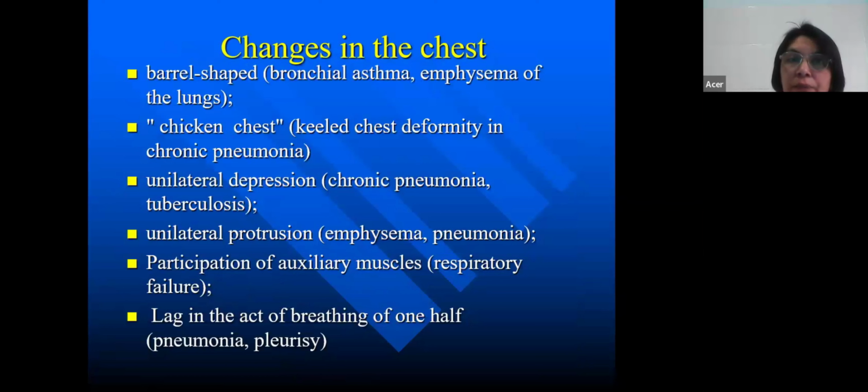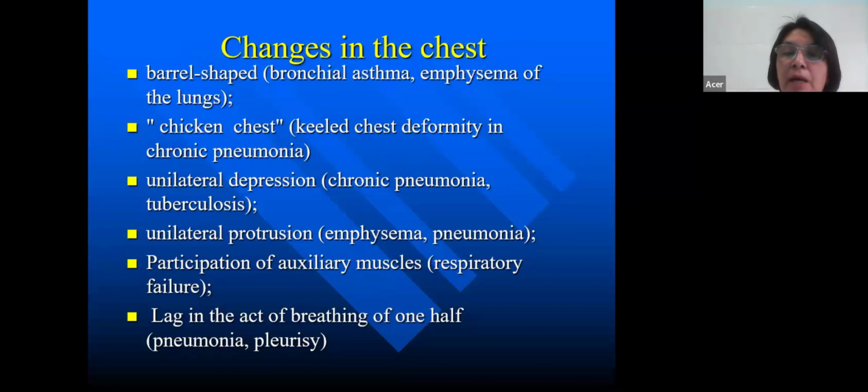Changes in the chest. Barrel-shaped chest, typical for bronchial asthma and emphysema of the lungs. Chicken chest, keel chest deformity, typical for patients with chronic pneumonia, but may be a keel chest deformity, a congenital chest deformity. Unilateral depression, typical for chronic pneumonia and tuberculosis. Unilateral protrusion, typical for emphysema and pneumonia.